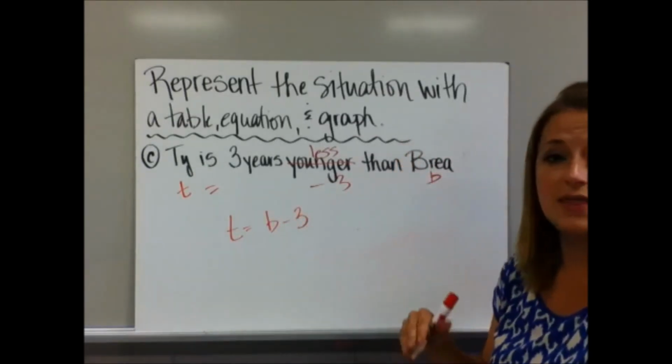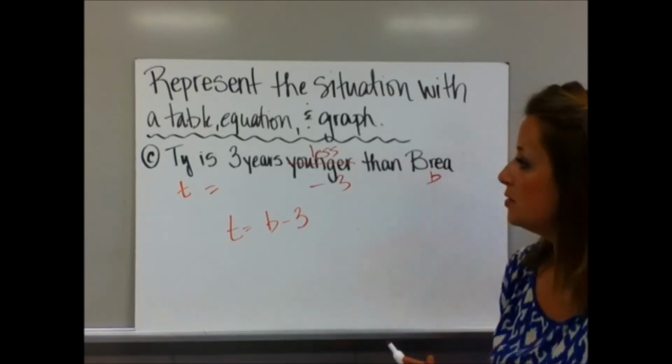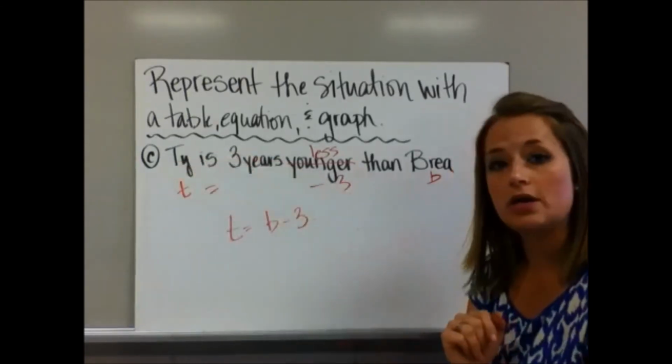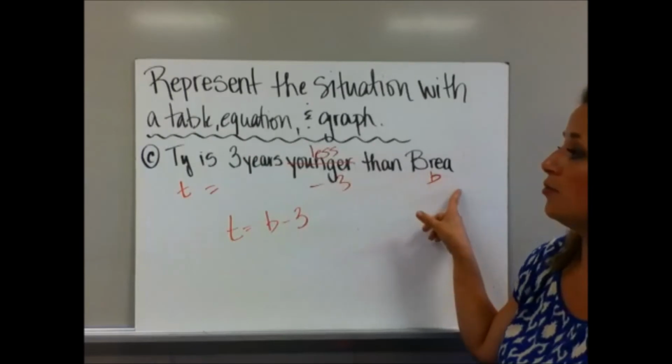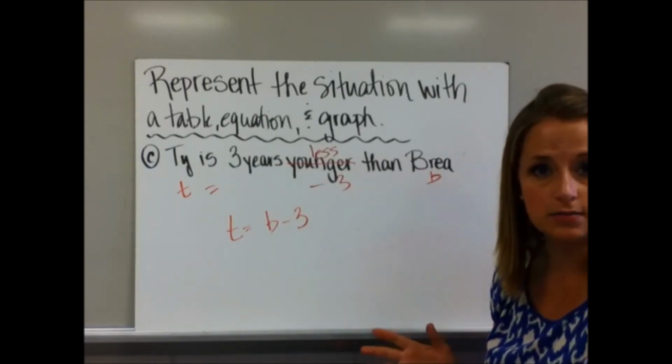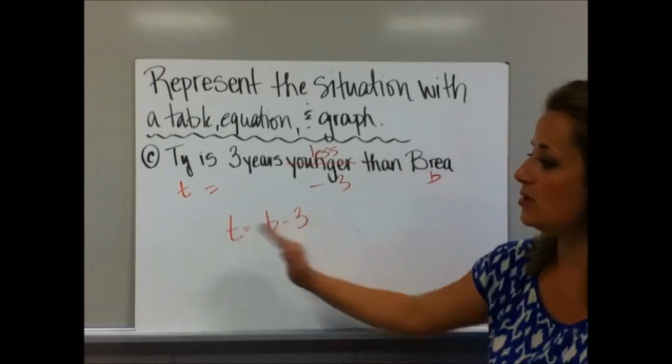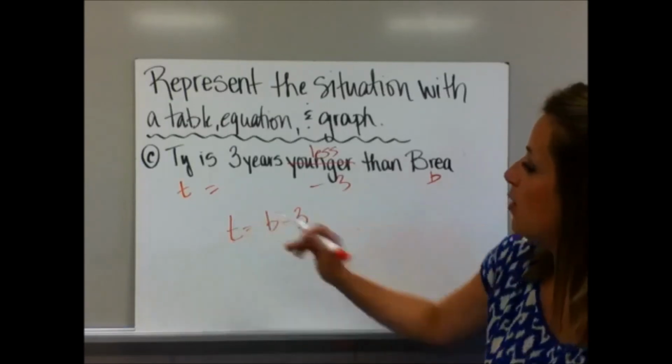Put some real life with it. In the absence of numbers, make up some numbers. So let's say Ty is 10 years old. If he's 3 years younger than Bria, that means Bria has to be 13. Make sense? So 13 minus 3 does equal 10. So that would work. So here's my equation.